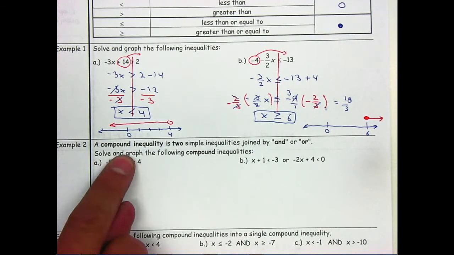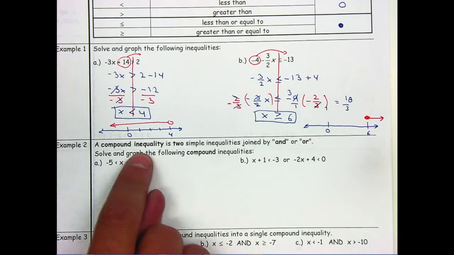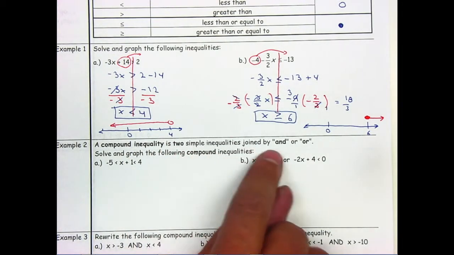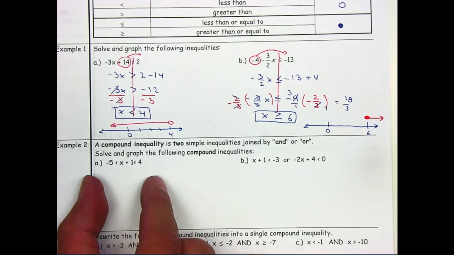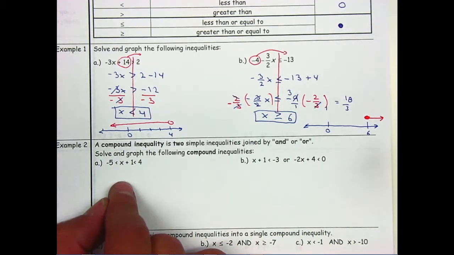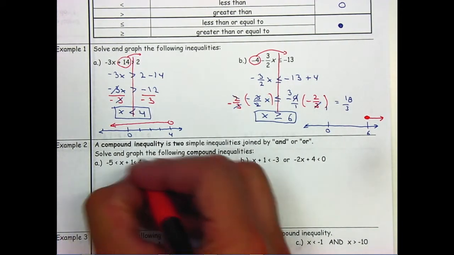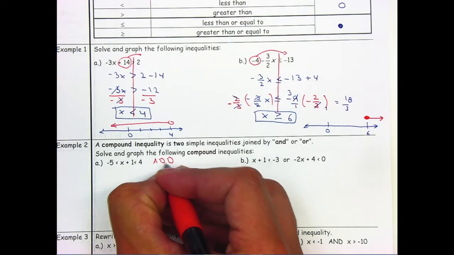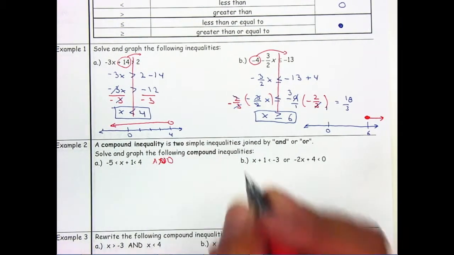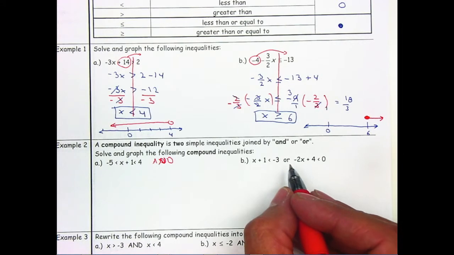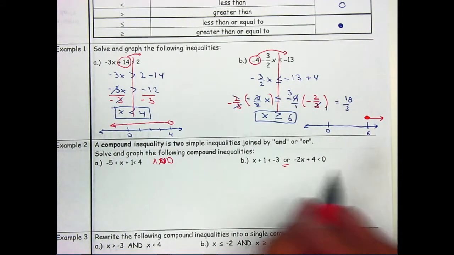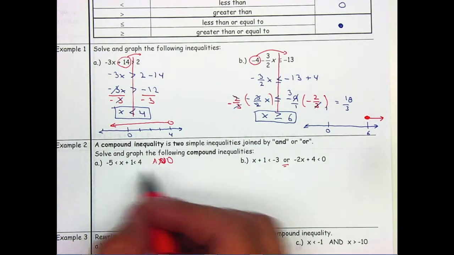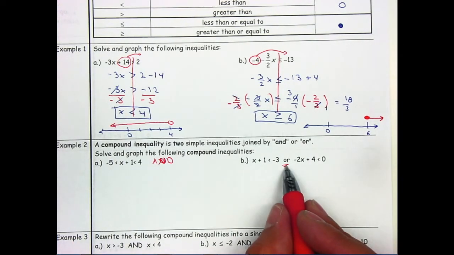On example number 2, we're looking at compound inequalities, when we have two simple inequalities joined by an AND or an OR. If you notice on the first one, they're both connected. That's going to be an AND. And on the right hand side, you will see the word OR in between. And that'll be the difference. AND will always be connected, OR will be separated, with the word OR in between.